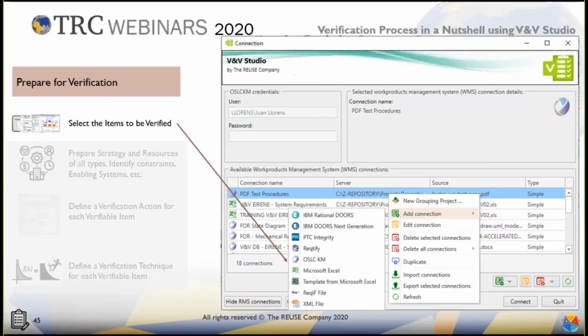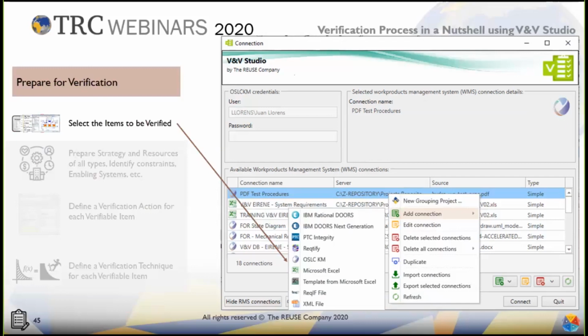As I was telling you before in the different debates that we have had, you can decide what you want to verify, which is the verifiable item. And in order to say what I want to verify, we simply use our connectors.